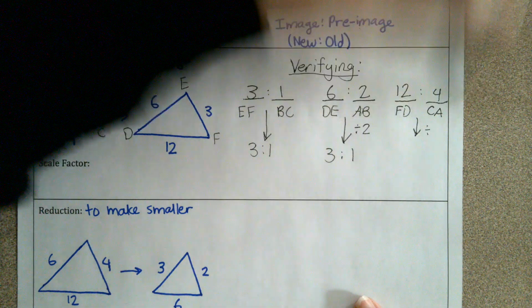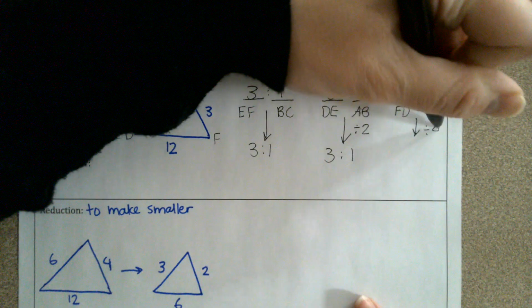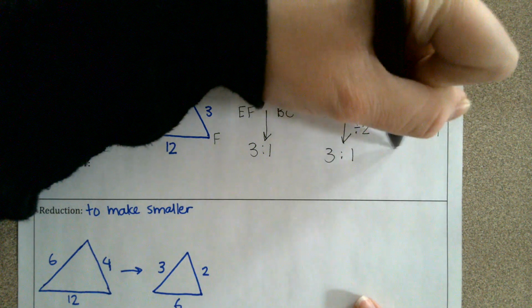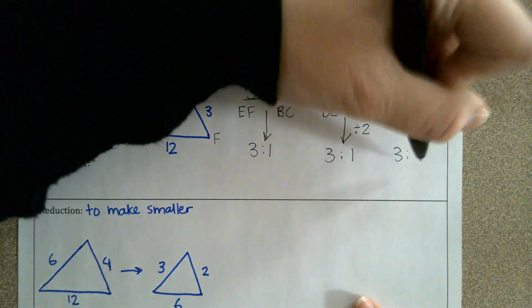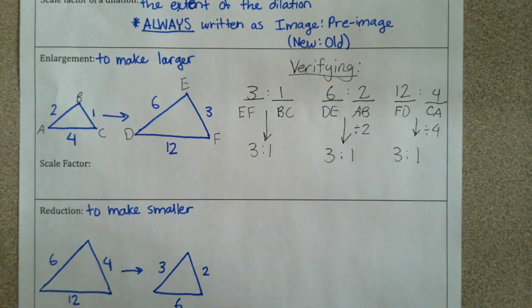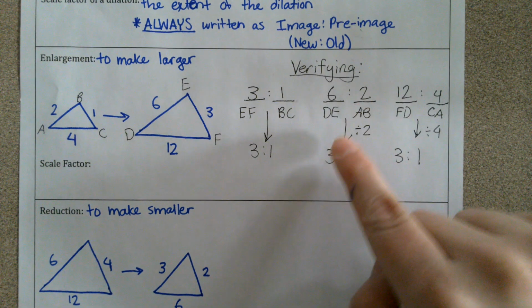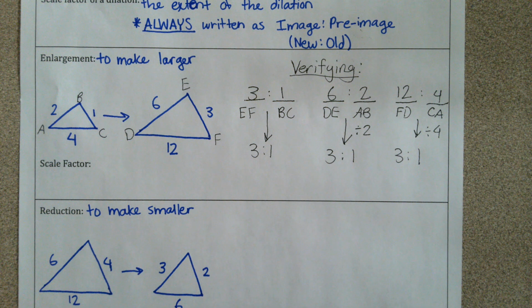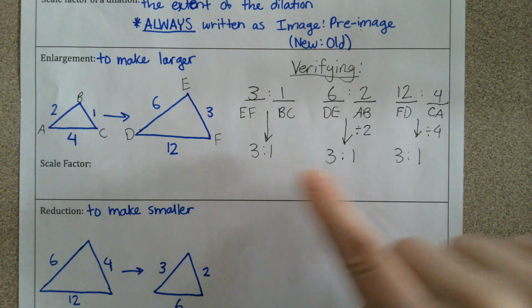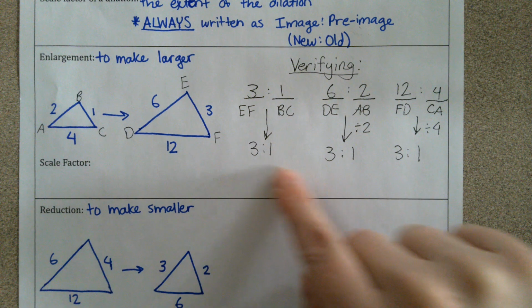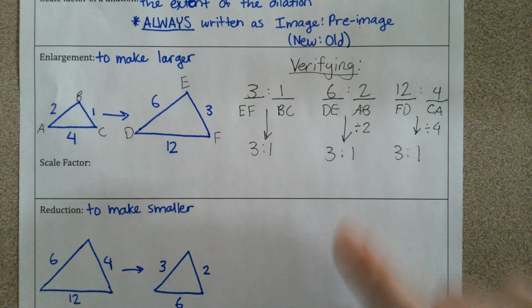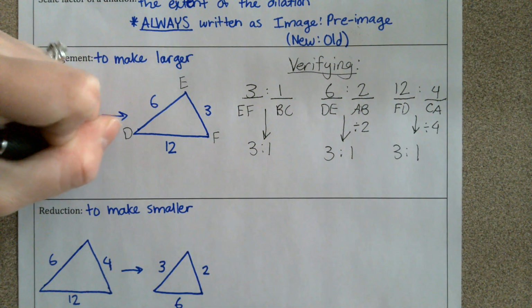And then again, with the last one, I can divide by 4 here. 12 divided by 4 is 3. 4 divided by 4 is 1. Remember, the strategy for the division is to find the number that you can divide both of these by, the largest number you can divide them both by. That will get you down to your simplest form. And you want to see this, where they're all three the same. This is your scale factor, 3 to 1.